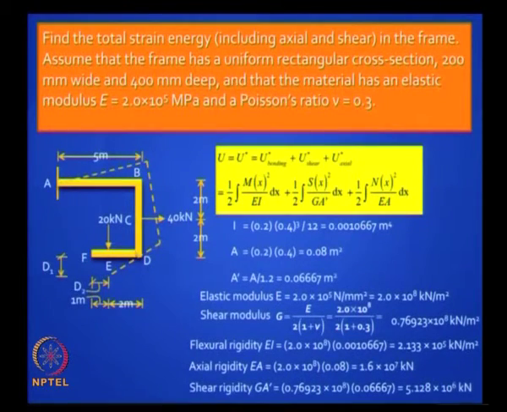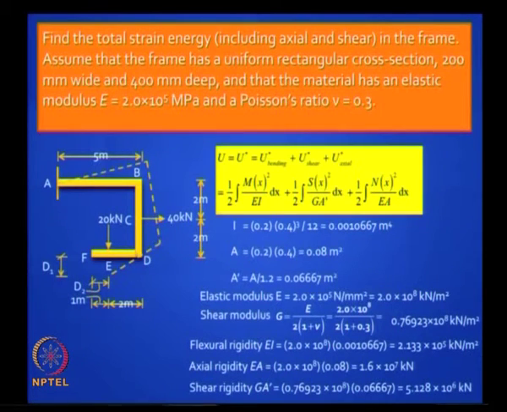You have a rectangular section, it is easy to calculate I, the second moment of area, is b d cubed by 12, the area is b into d, and the reduced area, the shear area, is A divided by 1.2 for a rectangular section. The elastic modulus E is given to you, and the shear modulus is E divided by 2 into (1 plus mu), where mu is Poisson's ratio.